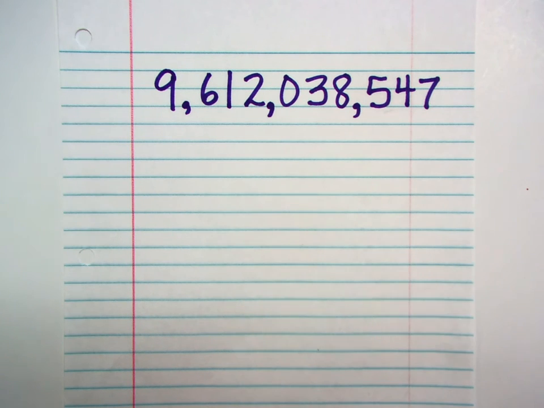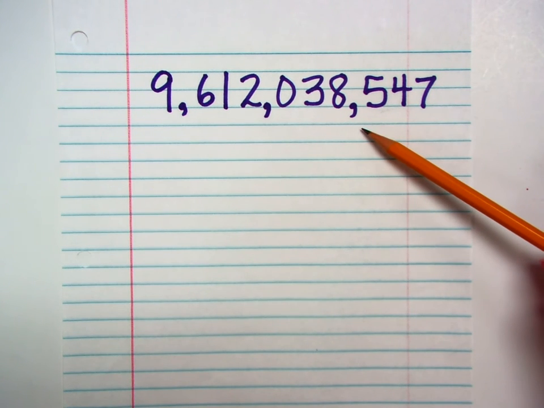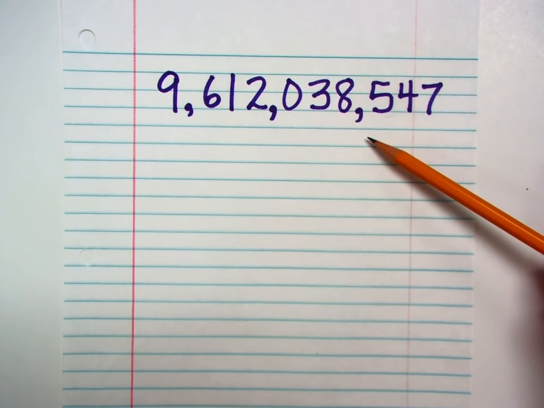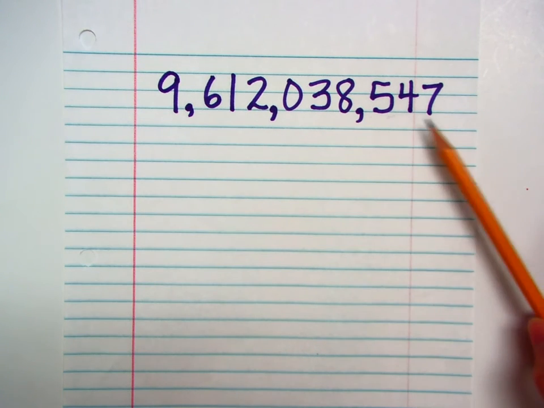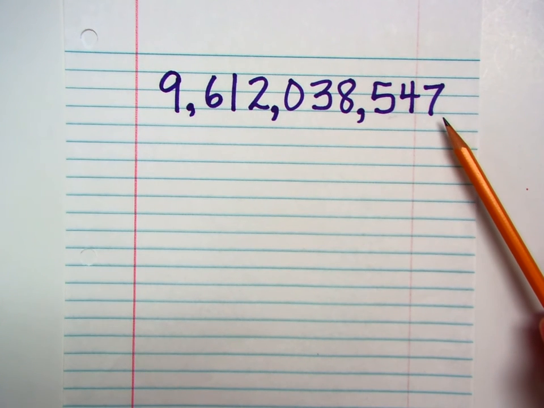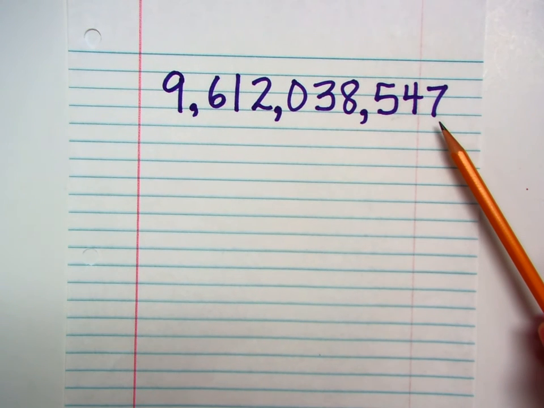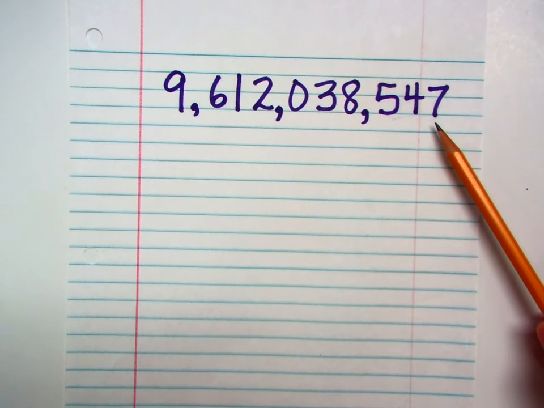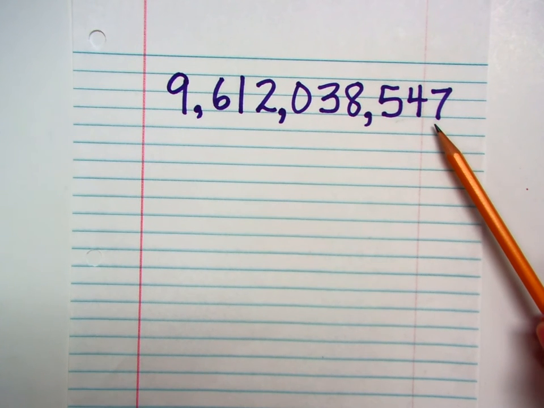This week you're going to be working on writing standard form numbers and expanded form numbers and word form numbers. This number is written in standard form, and in order to change this number into word form, you need to know how to read it correctly. Because writing a number in word form just means writing down how you would read it out loud.